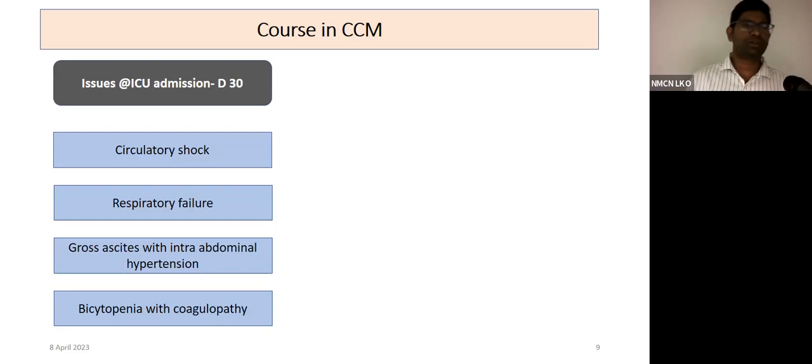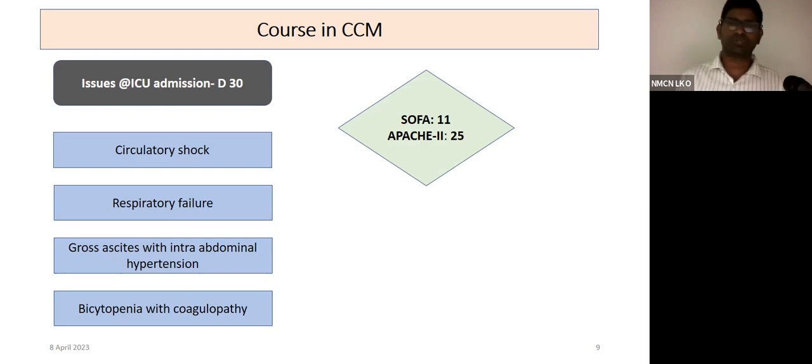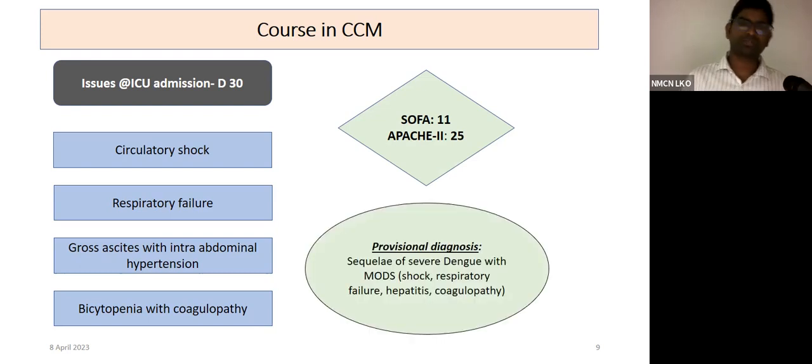Issues at admission were circulatory shock, respiratory failure, gross ascites with intra-abdominal hypertension, and bicytopenia with coagulopathy. ICU severity scores at admission were Sequential Organ Failure Assessment score 11 and Acute Physiology and Chronic Health Evaluation score 25. Provisional diagnosis was sequelae of severe dengue with multi-organ dysfunction, including shock, respiratory failure, hepatitis, and coagulopathy.